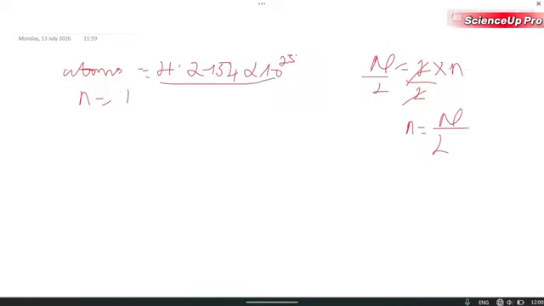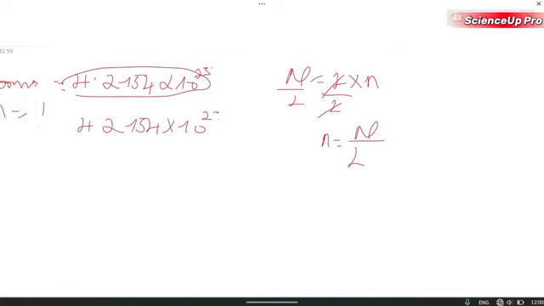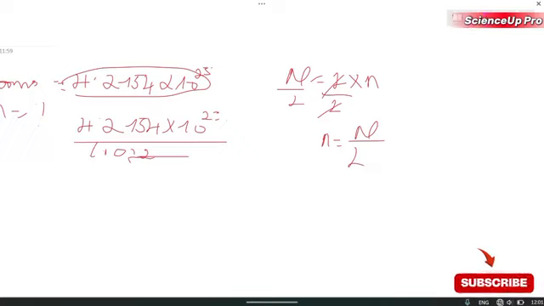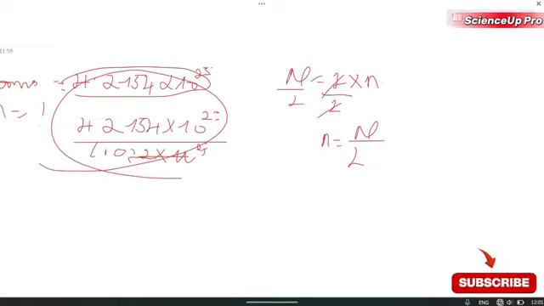So you have been given the number of particles as 4.2154 times 10 to the power 24. You're going to divide all through by 6.022 times 10 to the power 23. After doing this, you are going to have your answer in terms of mole.